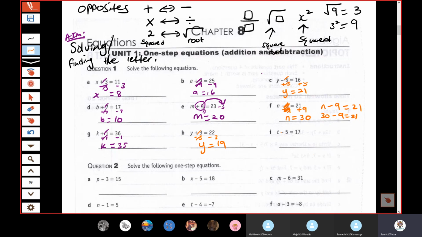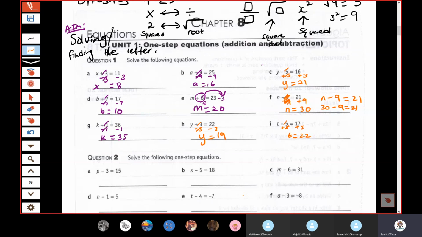All right, let's do it again. T minus 5 equals 17. What do I do? Plus 5. So T equals 17 plus 5, 22. Maya, makes sense? Yeah.